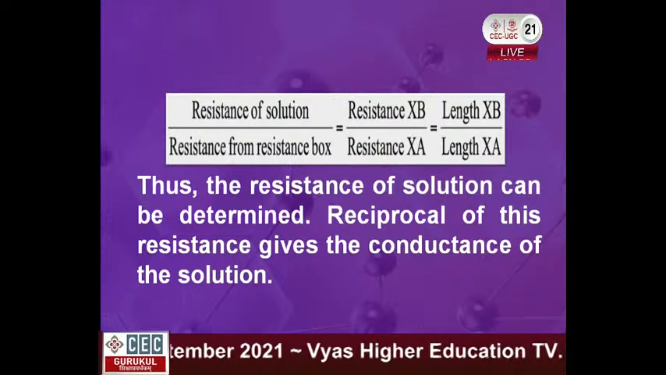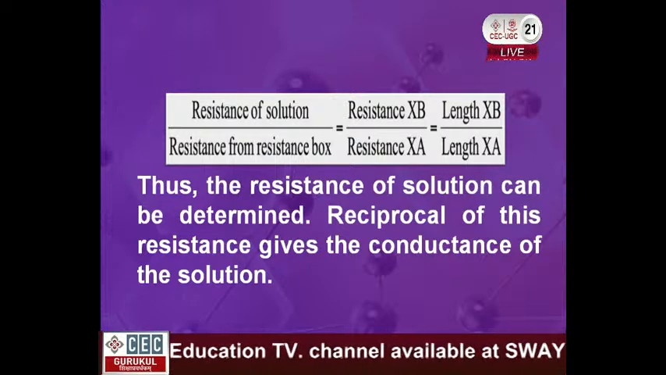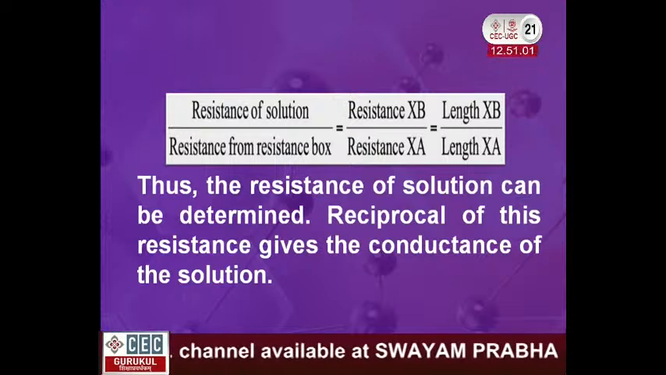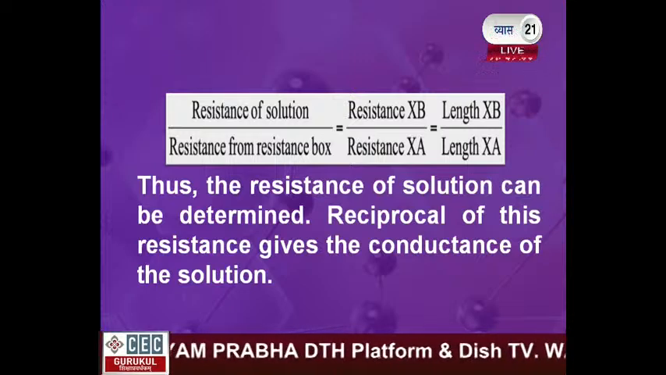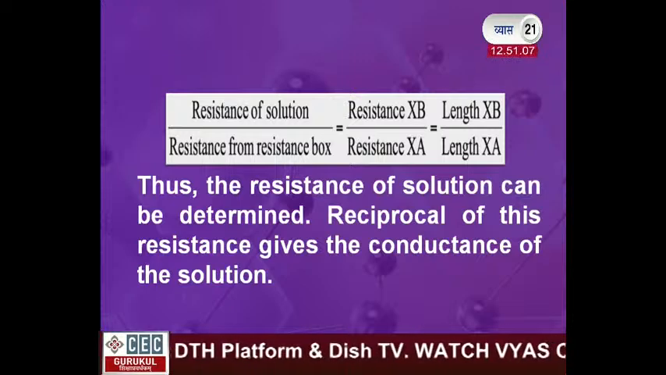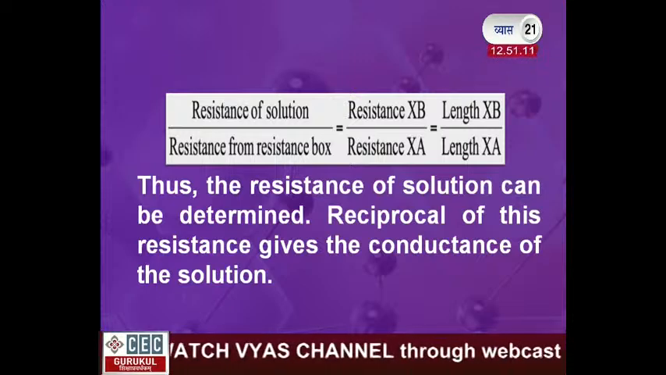So, according to the Wheatstone principle, resistance of solution divided by resistance from the resistance box will be equal to resistance XB divided by resistance XA, which can be written as length XB divided by length XA. Thus, the resistance of solution can be determined. Reciprocal of this resistance gives the conductance of the solution.